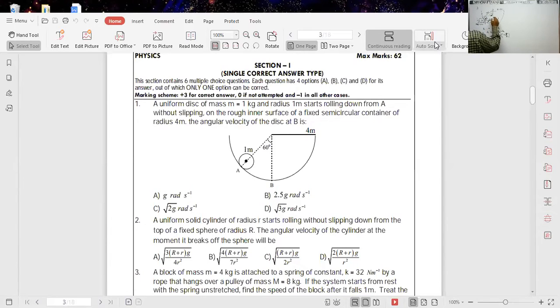Here, their component in this direction is equal to 3 cos 60. That is equal to 3 by 2. So what about this distance?